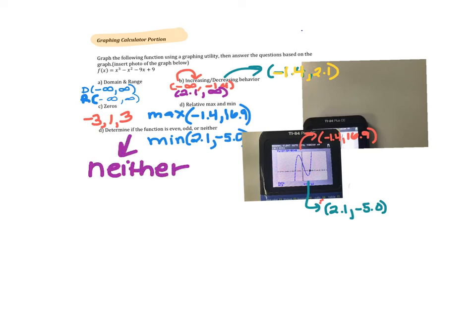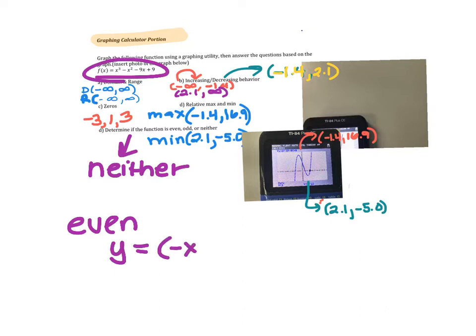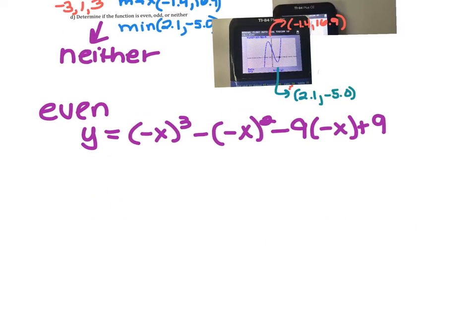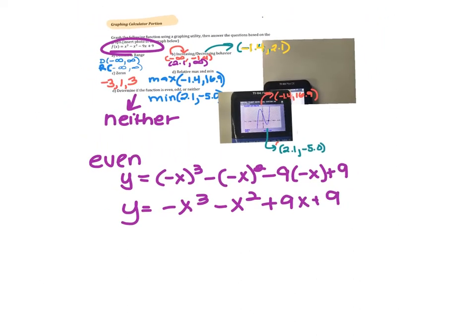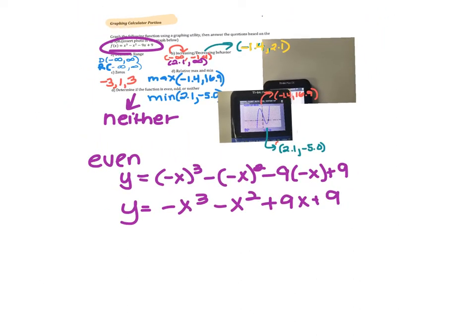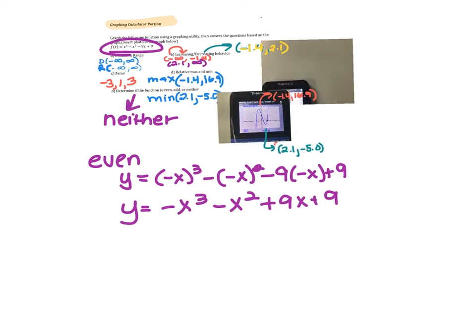But if you couldn't figure that out, then to test for even, I would change the x to negative x. So I get y equals negative x to the third minus negative x squared minus 9 times negative x plus 9. This becomes negative x to the third minus a positive x squared plus 9x plus 9 would equal y. It did not go back to the original, right? We see that. And does every term change? No, only the x to the third and the 9x values change. Nothing else changed. So that's why it's not even.